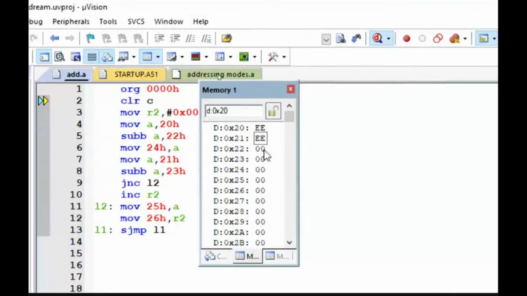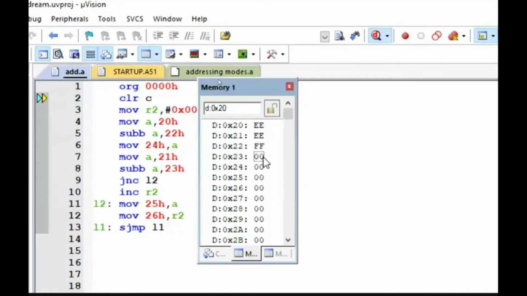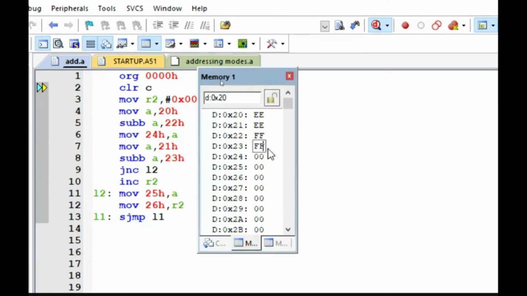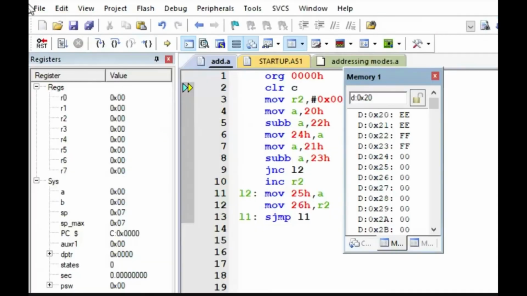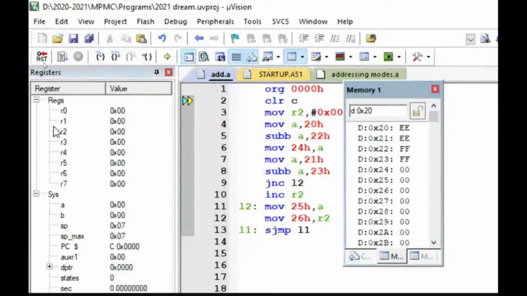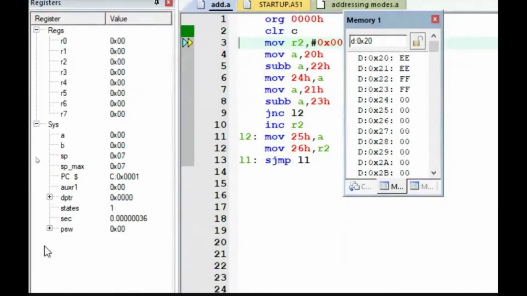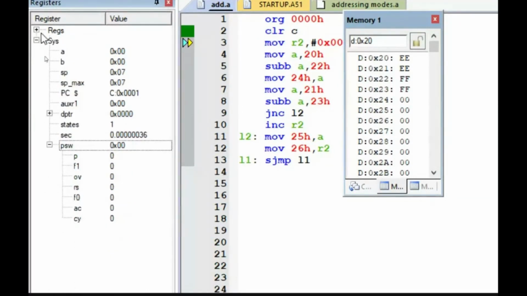EE minus FF. Okay, so the answer is 1111. Let us check how it works. Resetting, clearing the carry flag. Yes, here we are interested in the carry flag. So clearing the carry flag.